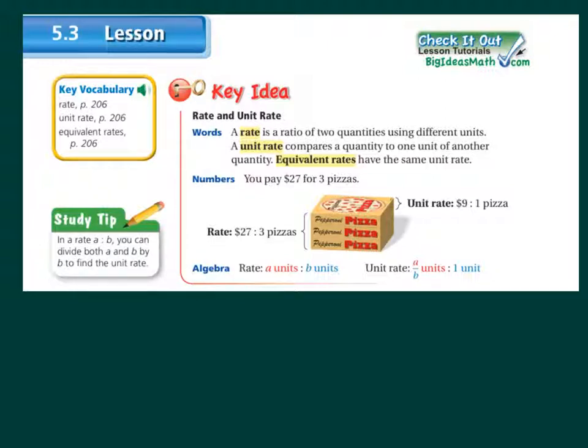A unit rate compares the quantity of one or more unit to one of another quantity. So again, here's $9 for every one pizza, whereas this is just a normal rate. It's $27 for 3 pizzas. So basically, in a unit rate, your denominator is 1. If you want to write that down somewhere, the denominator equals 1 in a unit rate, that would be helpful. Equivalent rates have the same unit rate. So if you have two rates that have a unit rate of 5 over 1, that means both of those rates are equivalent.